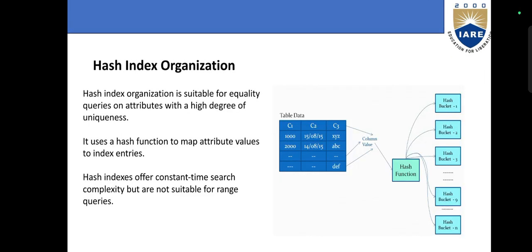Hash index organizations. Hash index organization is suitable for equality queries on attributes with a high degree of uniqueness. It uses a hash function to map attribute values to index entries. Hash indexes offer constant time search complexity but are not suitable for range queries. Column value, hash function, hash bucket 1, hash bucket 2, hash bucket 3, up to hash bucket nth.